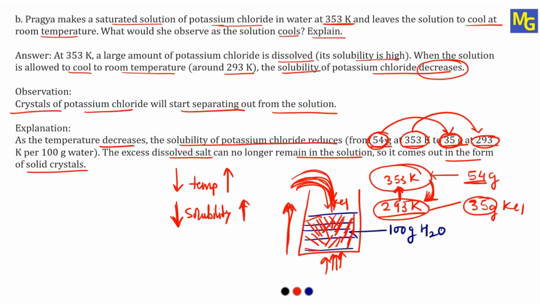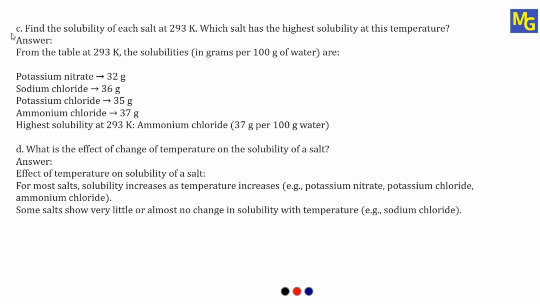Now we'll move on to the next question, question C. Find the solubility of each salt at 293 Kelvin. Which salt has the highest solubility at this temperature? So see here, from the table at 293 Kelvin, the solubilities in grams per 100 gram are: potassium nitrate 32, sodium chloride 36, potassium chloride 35, ammonium chloride 37. According to this whole table, the highest solubility at 293 Kelvin is ammonium chloride.